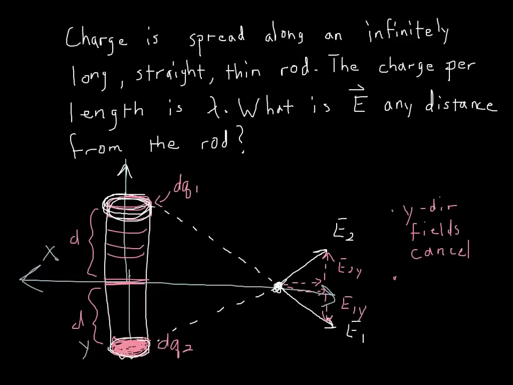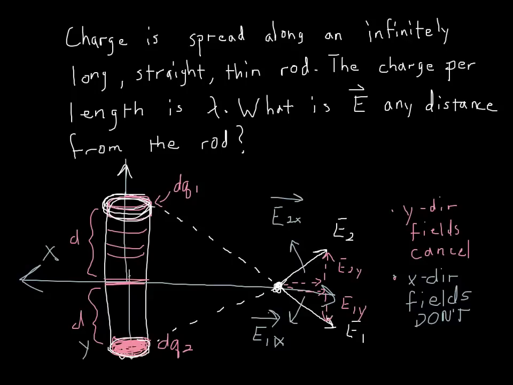But if we look closely, we can see that E2x, which is acting to the right, is equal to E1x, which is also acting in the x direction. So they're going the same direction. So the x direction fields add together. They don't cancel. So we're going to need to figure out what those fields are.